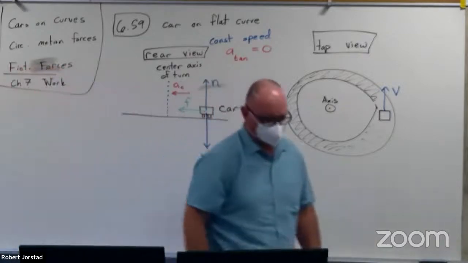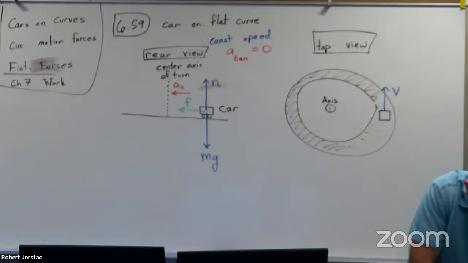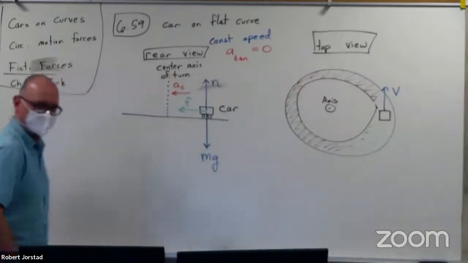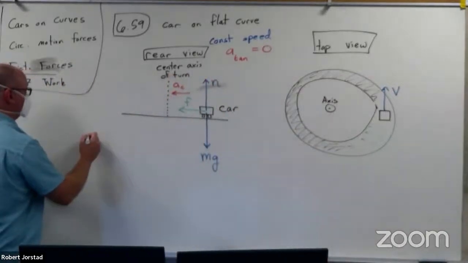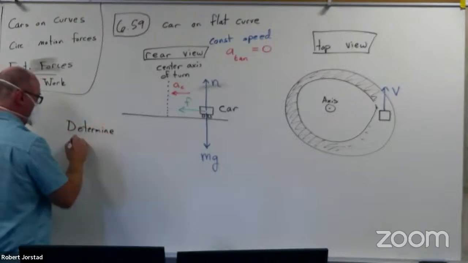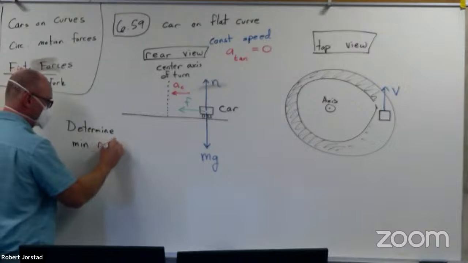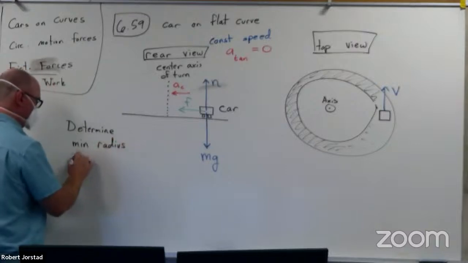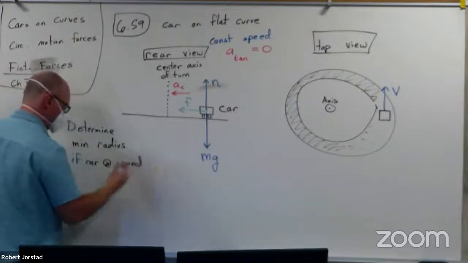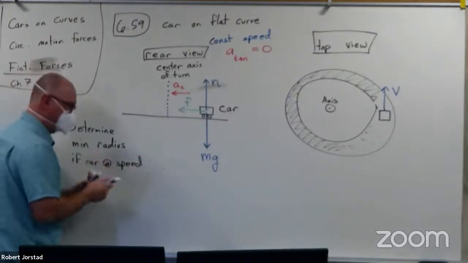Let's read the question now. This one says, determine the minimum turn radius for this car. So I think that's what we're trying to figure out. Our goal for this problem is: determine minimum radius if car at speed v. Got it?